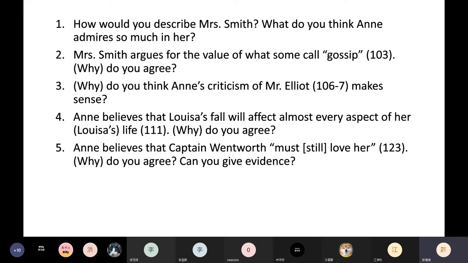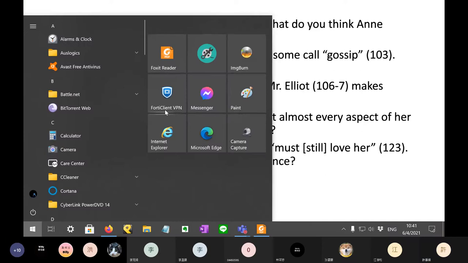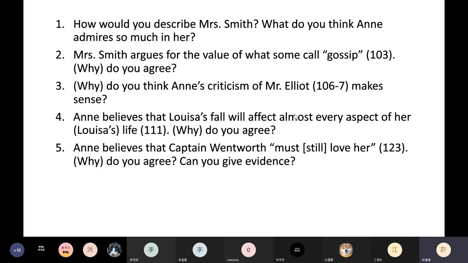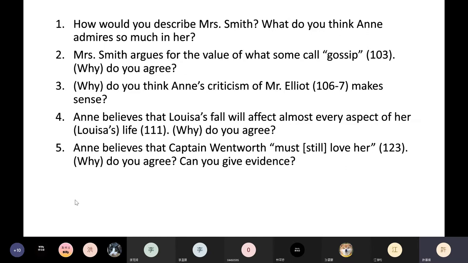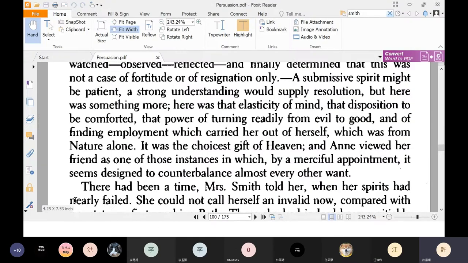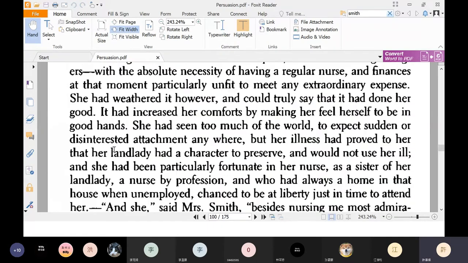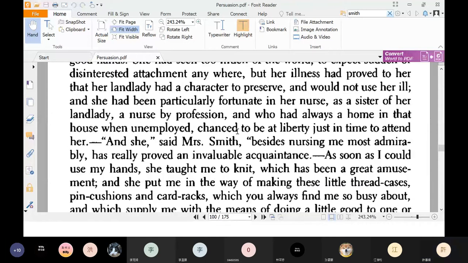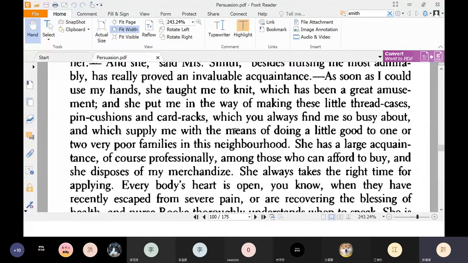Okay, question two. Mrs. Smith argues for the value of what some call gossip. Do you agree, why or why not? Okay, gossip. The relevant passage starts on page 102.